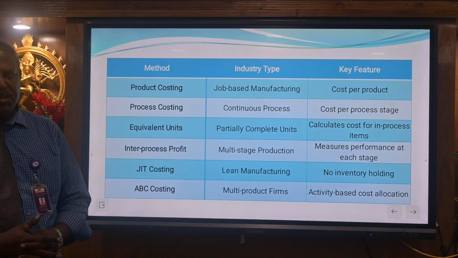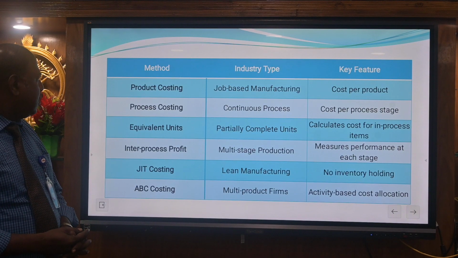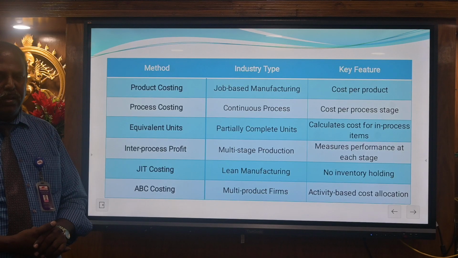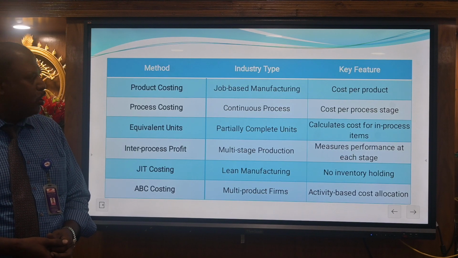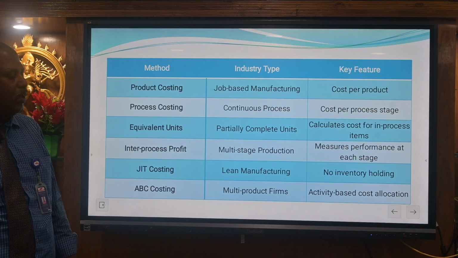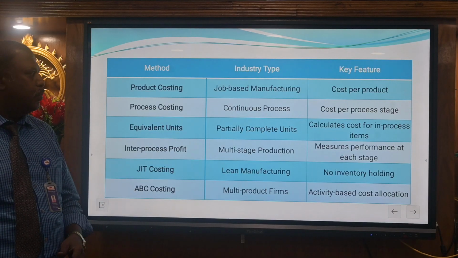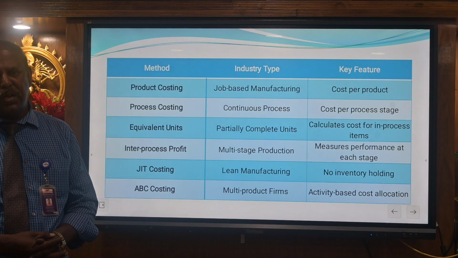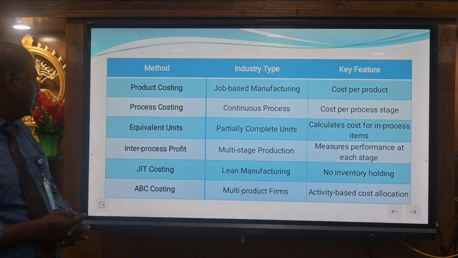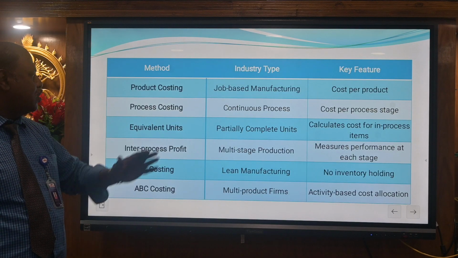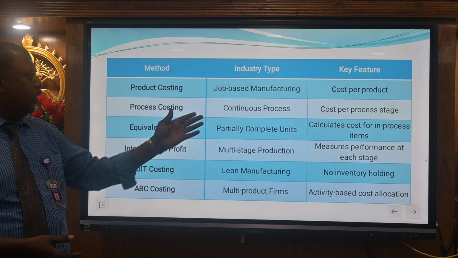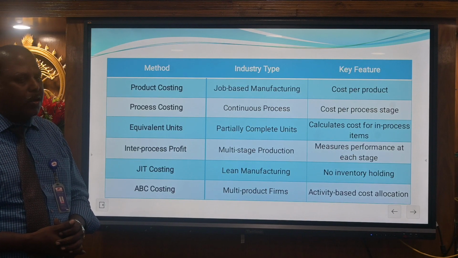I have some conclusions about that particular topic. Here, the product costing based on job-based manufacturing means that if the company wants to find the cost per unit or cost of a product, they can use it. Then another part is process costing. It's a continuous process. They have cost per process stage, so if the company has different stages, we can find each stage's cost per unit. The third one is equivalent units, used by industries with partially completed units, where we can find the value used for calculating cost for in-process items.